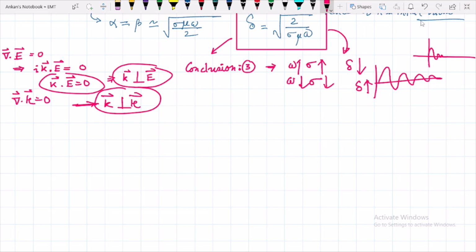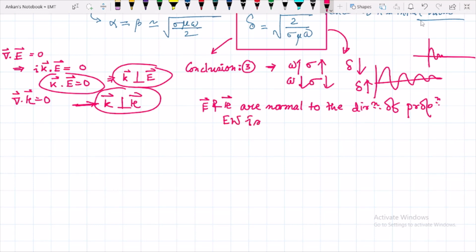So we can say that E and H are normal to the direction of propagation, means electromagnetic wave is transverse in nature.